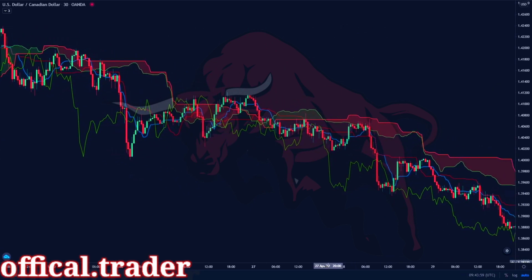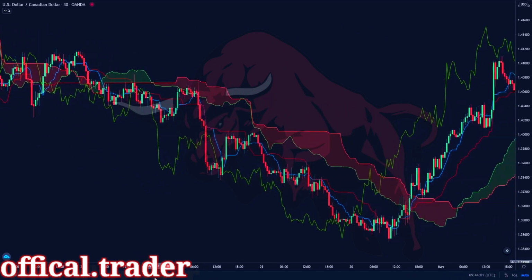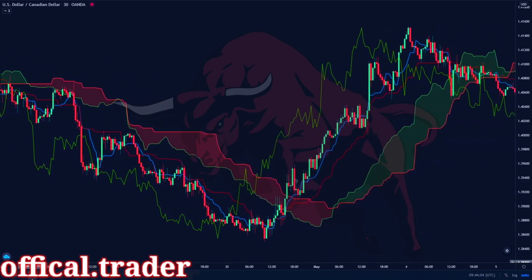So I just showed you the different ways of using the Ichimoku Cloud that you can implement right now.